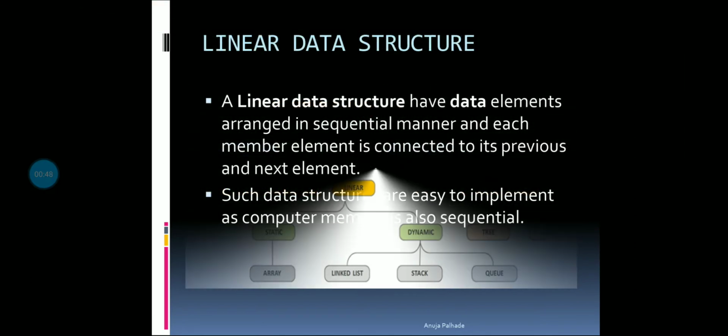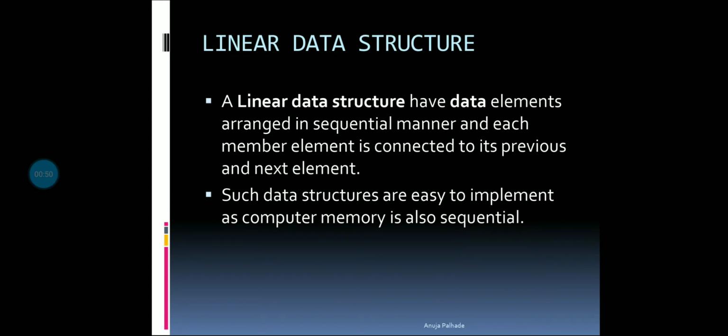So let's start with the linear data structure. It is a data structure having data elements arranged in a sequential manner, and each member element is connected to its previous and next element.